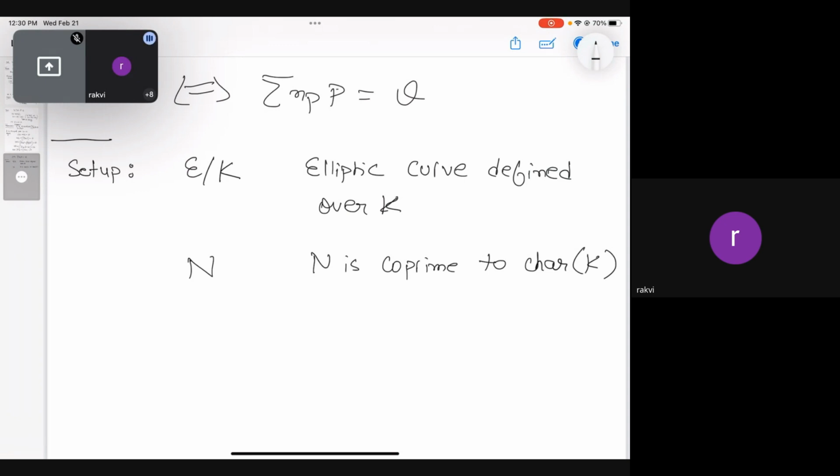So what I mean is, there are only two possibilities for the characteristic of a field. It's either 0 or it's a prime. If it is prime, I don't want P to divide n. And if it is 0, then it's okay. Any n would work.